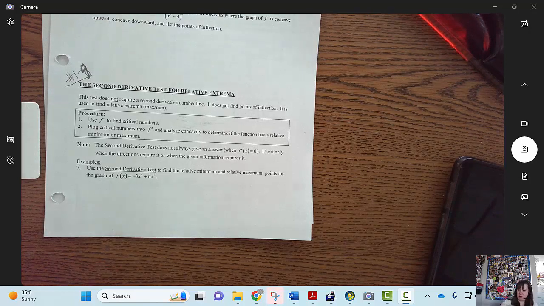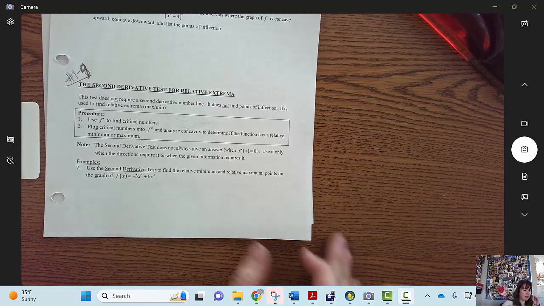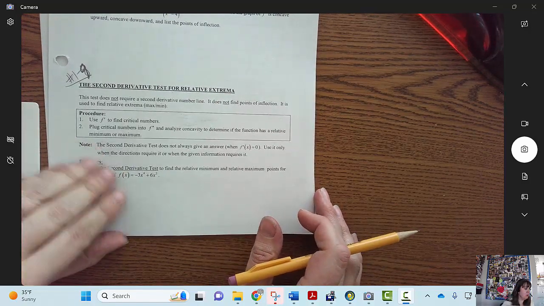Hi everybody, this is Mrs. Dinkelman, and this is the second half of the notes for 4.5. And this is about the second derivative test for relative extrema.